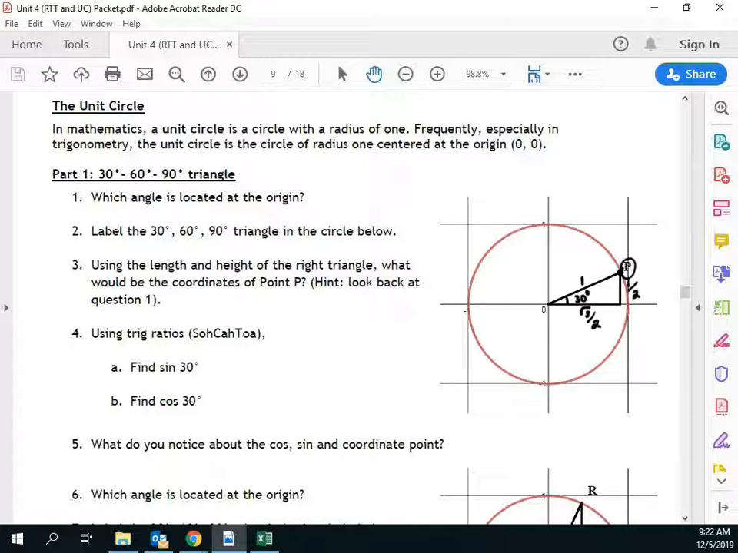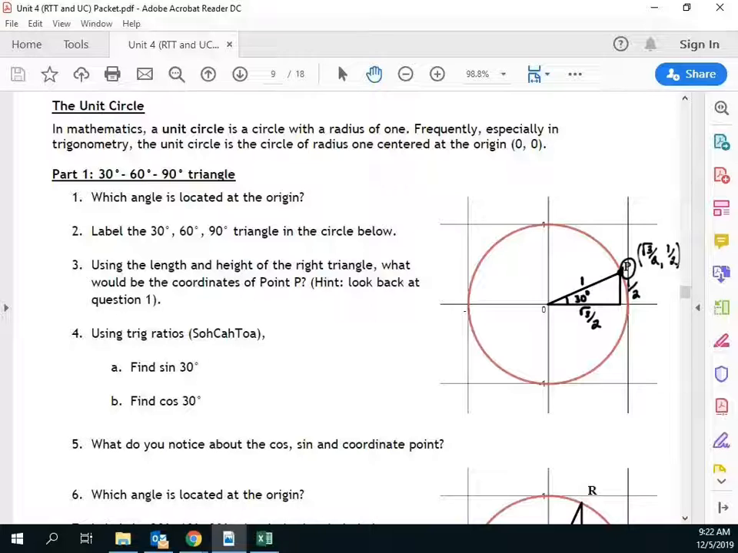How far along the x-axis did we have to go in order to get to point P? Ignore the fact that there is a line here. How far did we go over? Root 3 over 2 is the distance we went over. How far did we go up? 1/2. So we're taking the leg lengths of the triangle, and that's given us the coordinates of that particular point.